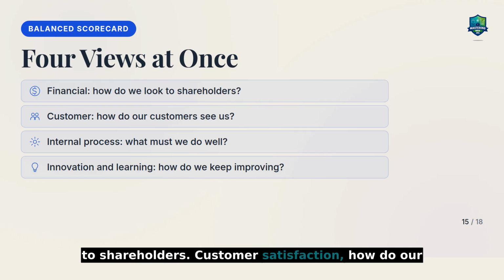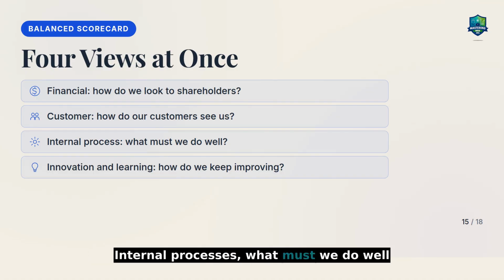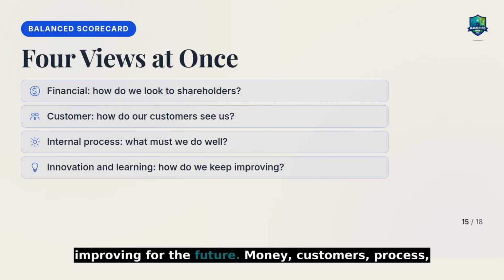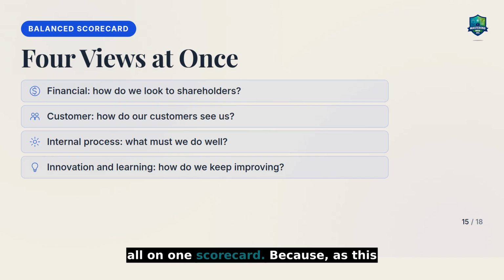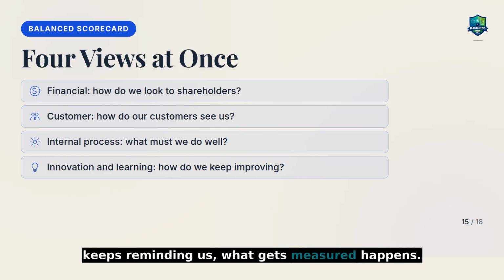Customer satisfaction. How do our customers see us? Internal processes. What must we do well operationally? And innovation and learning. How do we keep improving for the future? Money, customers, process, and growth all on one scorecard. Because as this chapter keeps reminding us, what gets measured happens.